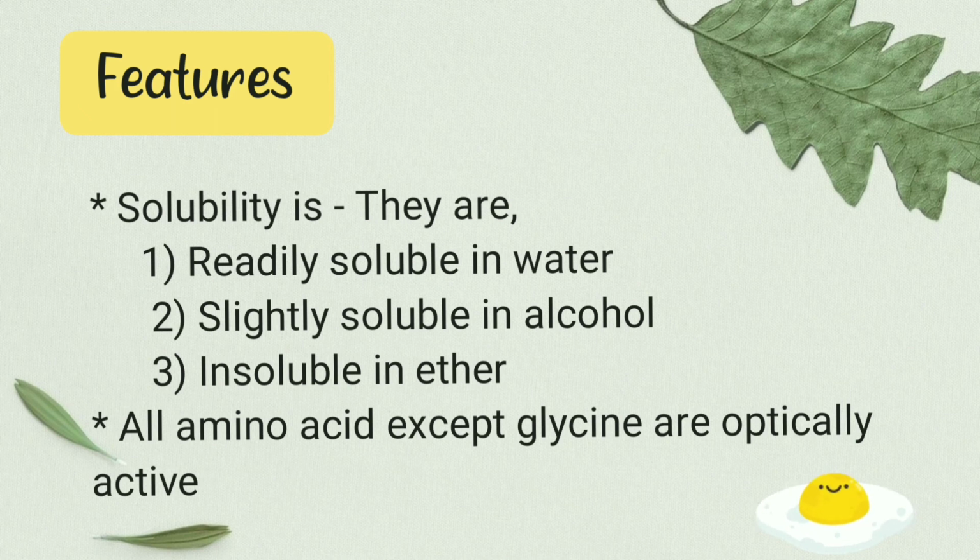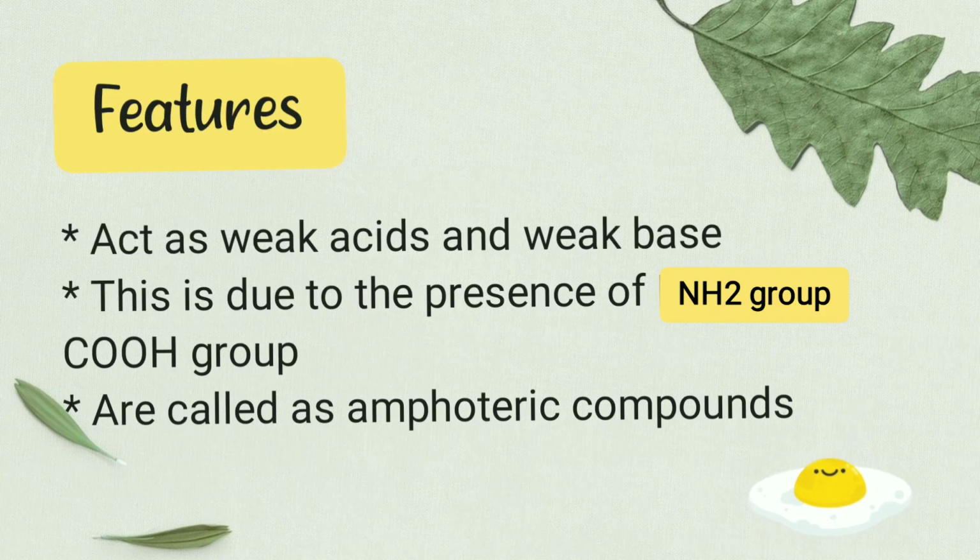All amino acids except glycine are optically active. Amino acids act as weak acids and weak bases. This is due to the presence of the amino group and COOH or carboxyl group. Amino acids are also called amphoteric compounds.